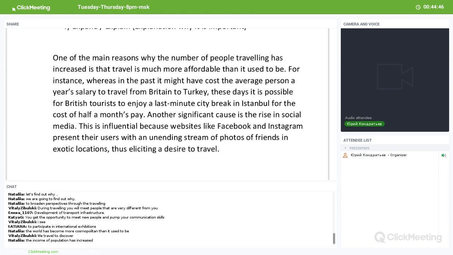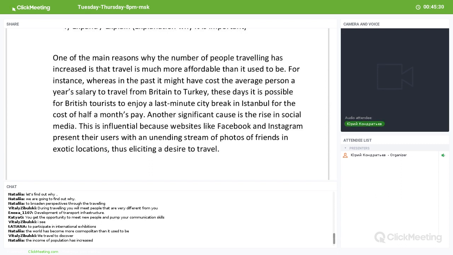One of the main reasons why the number of people traveling has increased is that travel is much more affordable than it used to be. For instance, whereas in the past it might have cost the average person a year's salary to travel from Britain to Turkey, these days it is possible for British tourists to enjoy a last-minute city break in Istanbul for the cost of half a month's pay. Another significant cause is the rise in social media. This is influential because websites like Facebook and Instagram present their users with an unending stream of photos of friends in exotic locations, thus eliciting a desire to travel.